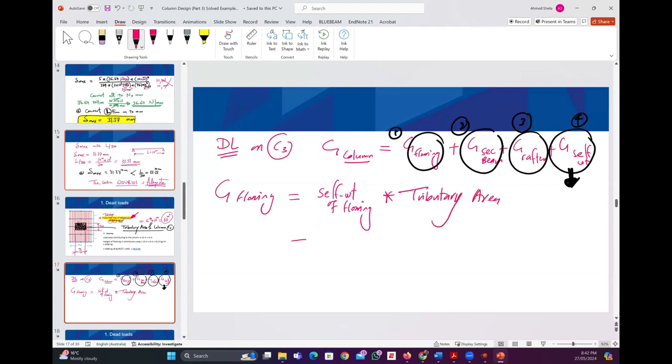So how much is self weight? It was 51.5 kilogram per square meter. How much is the tributary area? 60 square meters, right? So how much is this value? 3090 kilogram, or kilonewton, or kilogram per meter? Which one?